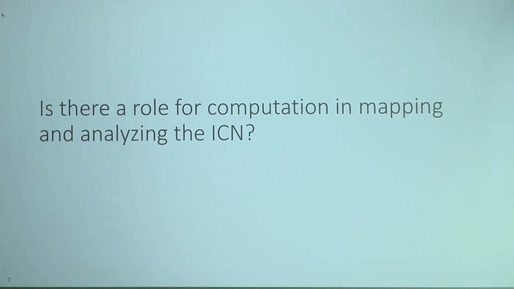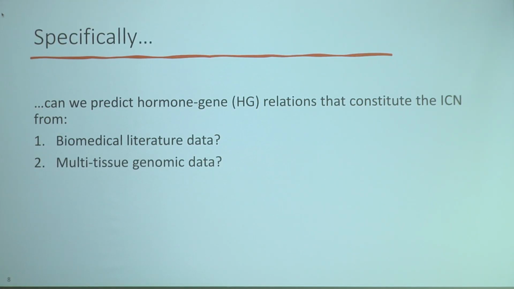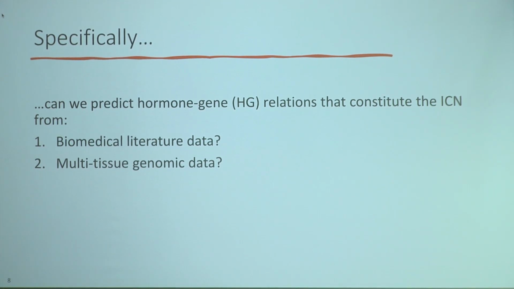But our particular interest, I mean, I've never done wet lab before, so our particular interest is in computation. Can we use the power of computation to tease apart and analyze these interorgan communication networks, or ICN? And specifically, we are going to focus and narrow down on the problem. There are many open questions in mapping and analyzing ICN, but we are interested in predicting hormone-gene relations that constitute this ICN, from, like I said, these two routes: literature data mining as well as genomic data mining. And these are specifically multi-tissue genomic data, and what I mean by that is from the same individual.